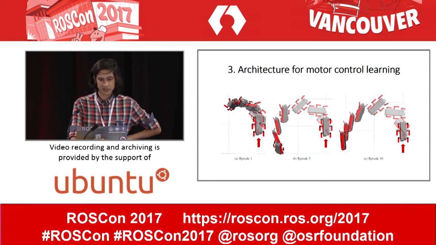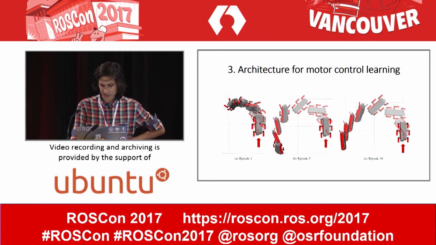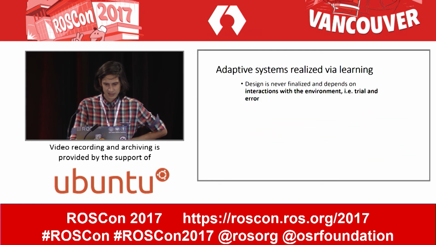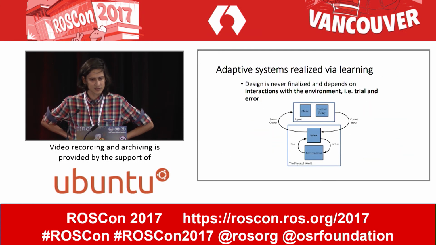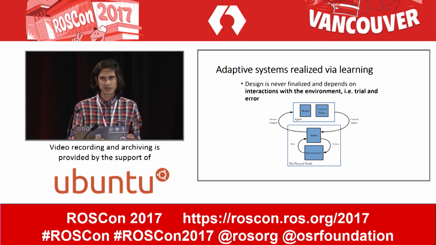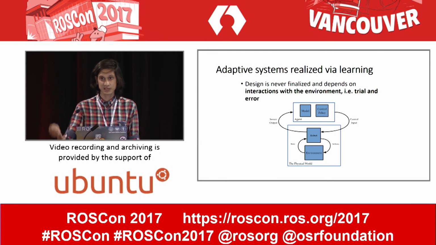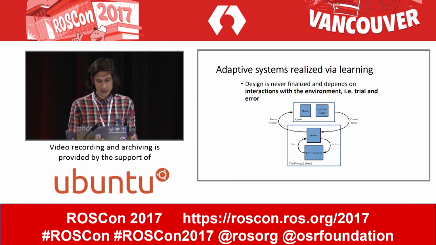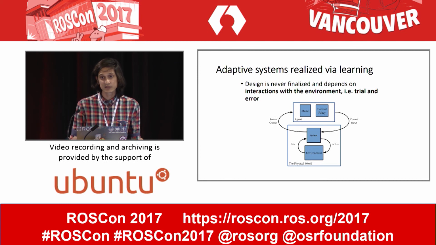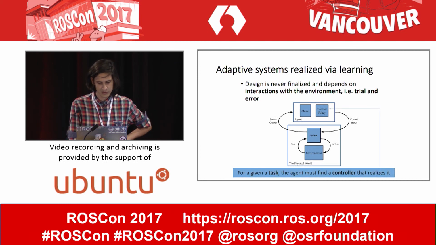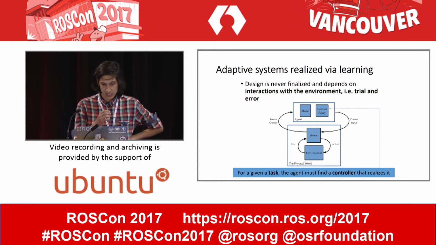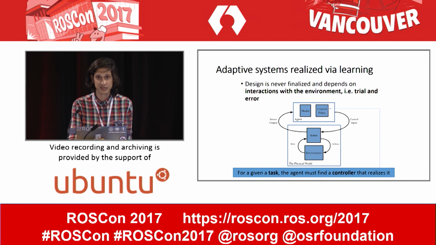Finally, I'm going to talk a little bit about our architecture for motor control learning. So I guess the whole idea is that we're going to use reinforcement learning, where an agent, a software agent, is presented with two streams, uninterpreted streams of sensor data and control data. And it's going to learn how to act or how to perform a task via trial and error. And we usually specify a task with some objective or reward function. And the problem here is then the agent has to find a controller that realizes the task, maximizing reward.